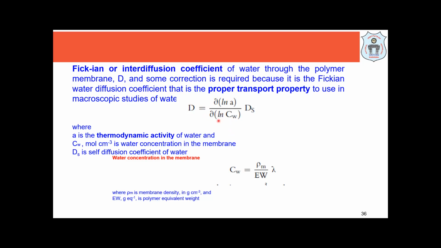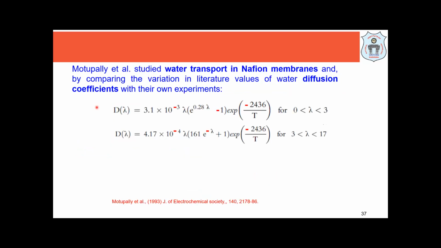If A is the thermodynamic activity of water, C_W is the water concentration in the membrane, and D_S is the self-diffusion coefficient of water, then the Fickian diffusivity coefficient is given by dou of ln A by dou of ln C_W, times D_S. And this water concentration in the membrane is given by C_W equal to rho_m by EW times lambda. What is EW? It is the equivalent weight.